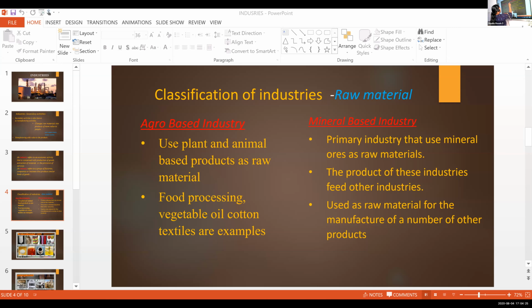It is mineral-based. How do we get minerals? We extract from nature, right? Extraction comes under which activity? Primary activity. That's why we have the word primary industry here. Mineral-based industry is a primary industry that uses mineral ores as raw material. Minerals extracted from nature are the main raw material in mineral-based industry.